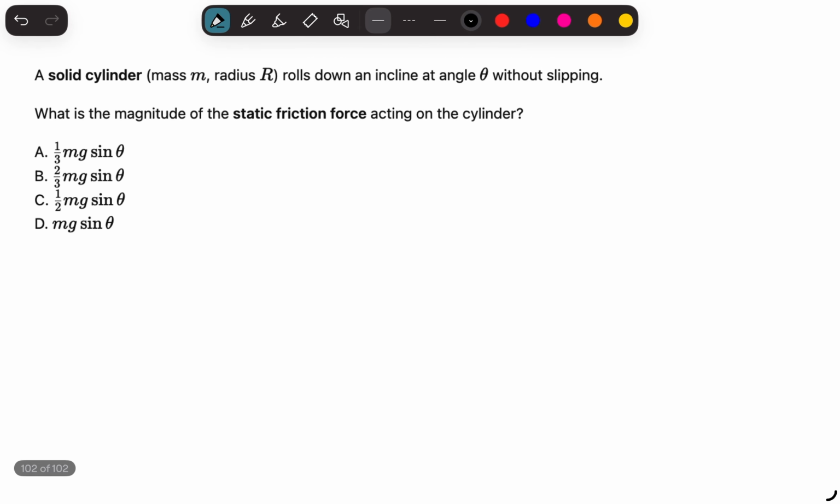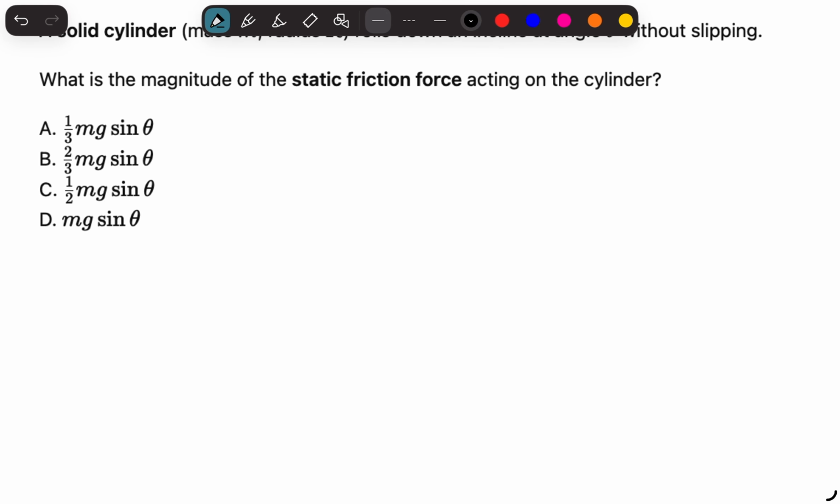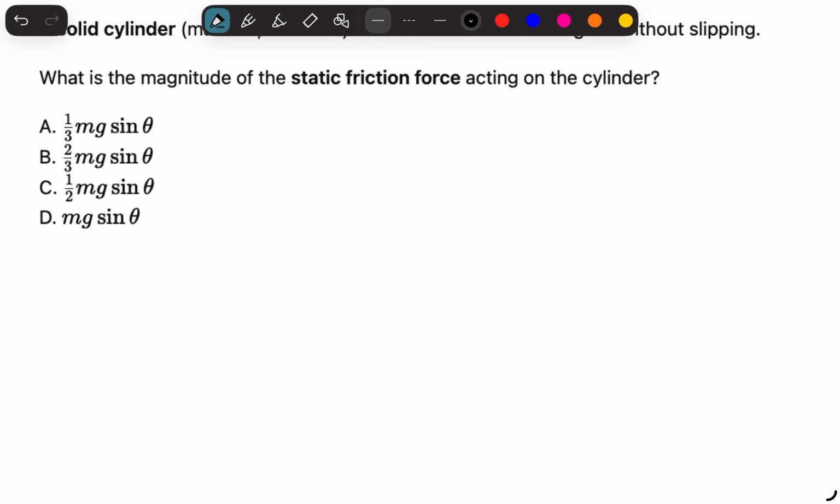A solid cylinder, mass m, radius r, rolls down an incline at angle theta without slipping. What is the magnitude of the static friction force acting on the cylinder? So you have Newton's translational law, which is the summation of forces: mg sine theta minus F is equal to ma.